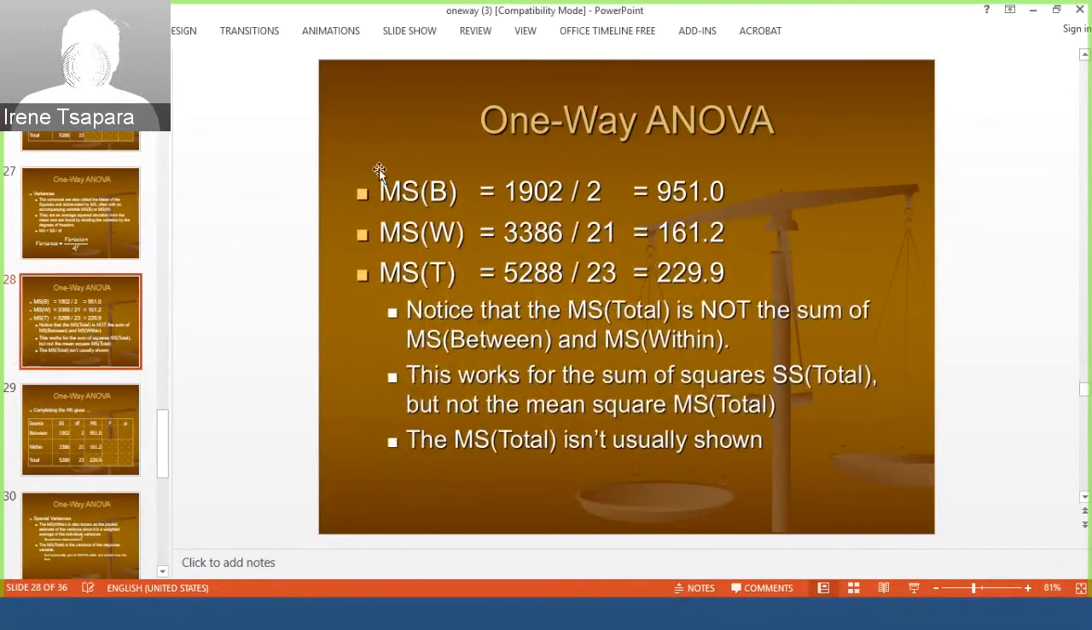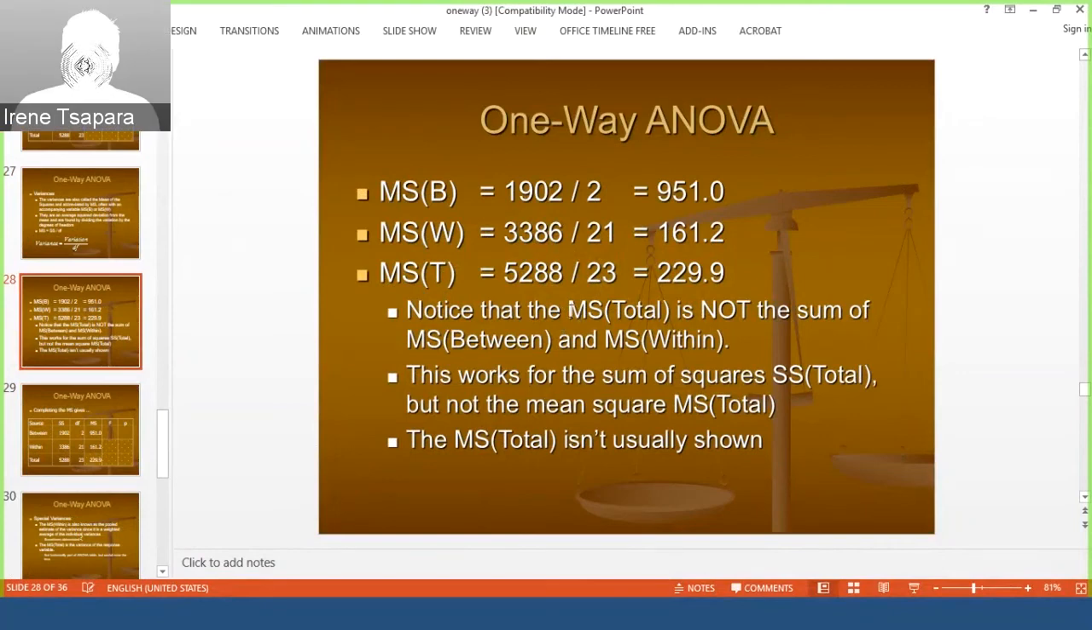So the MSB will be the SSB divided by the degrees of freedom for between. The MSW will be the SSW divided by the DFW. And the MS total will be the SS total divided by the DF total.